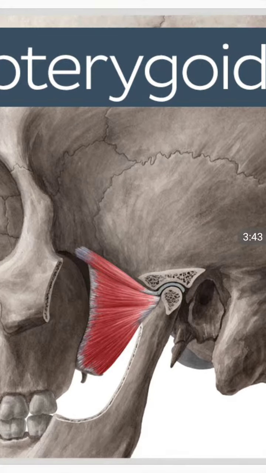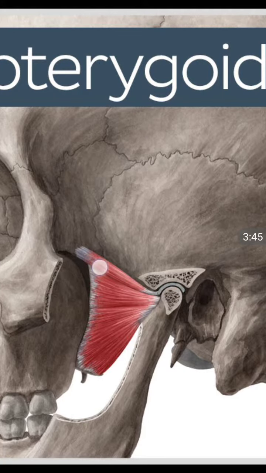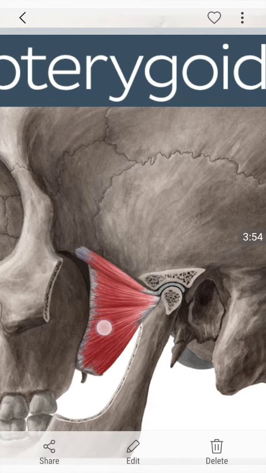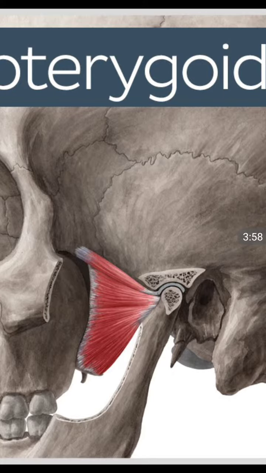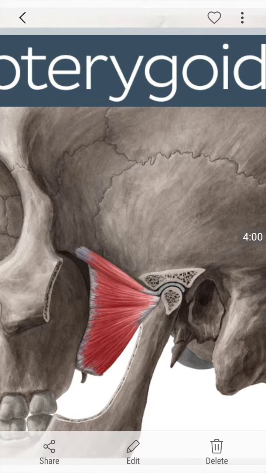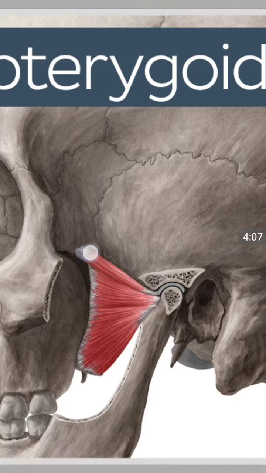Now this is the muscle which is called lateral pterygoid. Look at the muscle, it has two heads. Here you can see this is the upper head, and here is the deep head. This upper head of the lateral pterygoid originates from the greater wing of the sphenoid and the infratemporal crest.